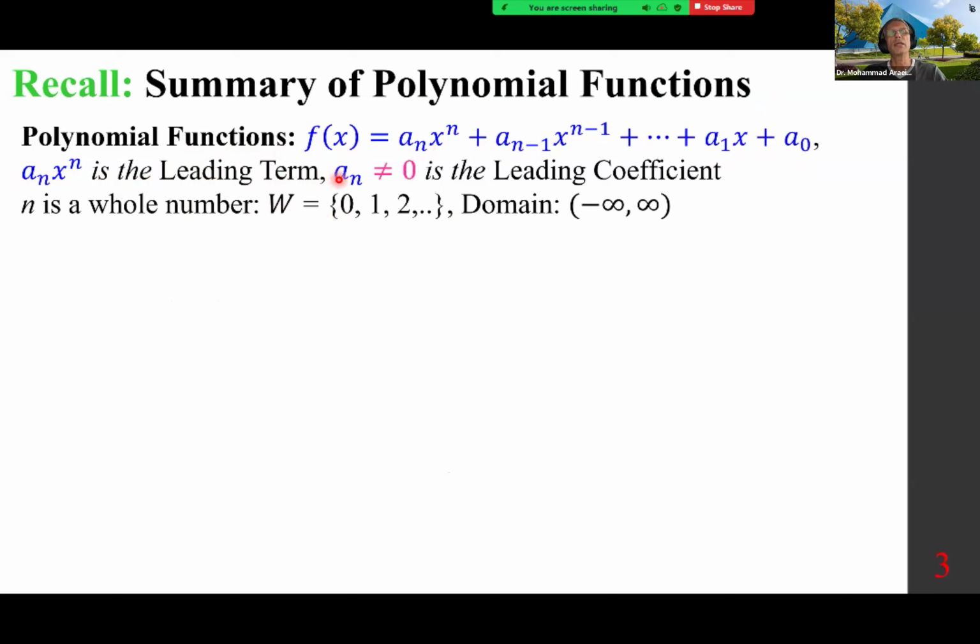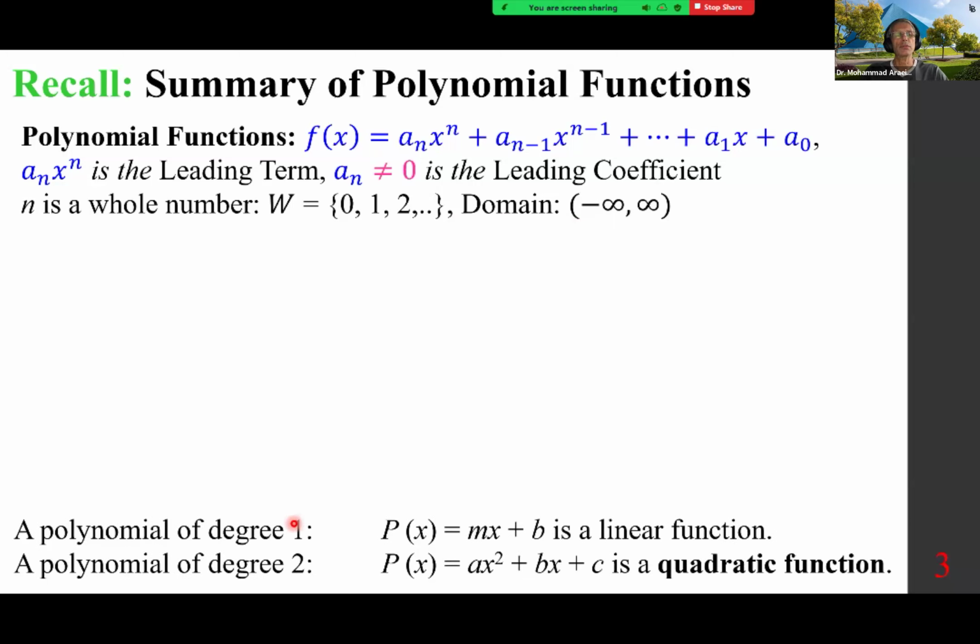A sub n, which is the leading coefficient, cannot be 0. N is a whole number, meaning 0, 1, 2 to infinity. The domain for all polynomials is all real numbers from negative to positive infinity.